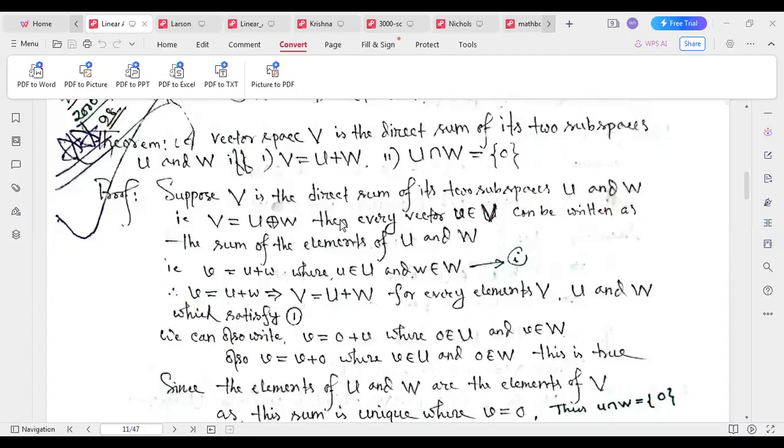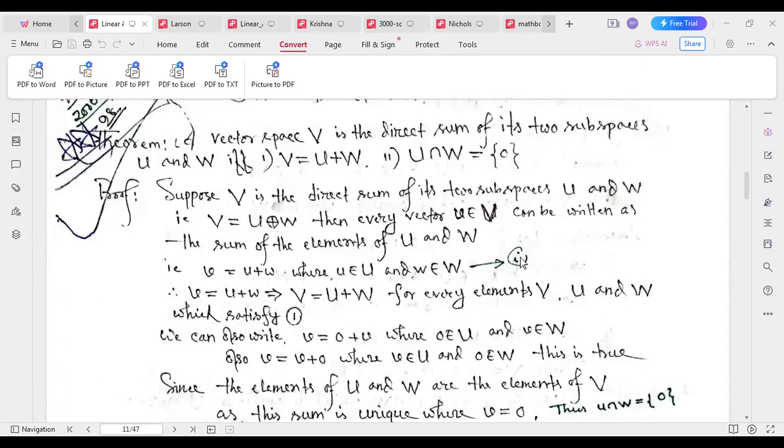Now another important theorem: a vector space V is the direct sum of its two subspaces U and W if and only if V equals U plus W and U intersection W equals the zero set. Suppose V is the direct sum of the two subspaces U and W, that is V equals U direct sum W. Then every vector small v belonging to capital V can be written as the sum of elements of U and W. So v equals u plus w, where u belongs to capital U and w belongs to capital W.